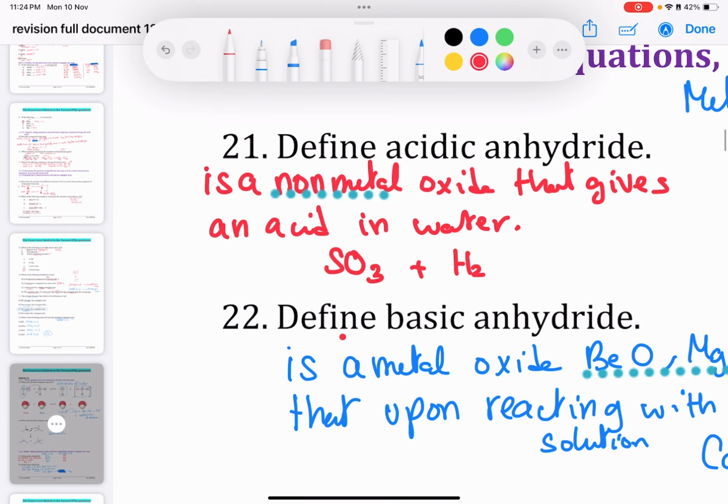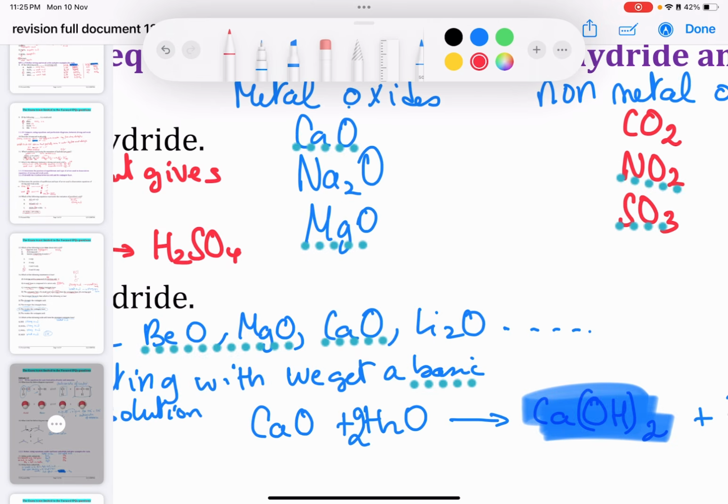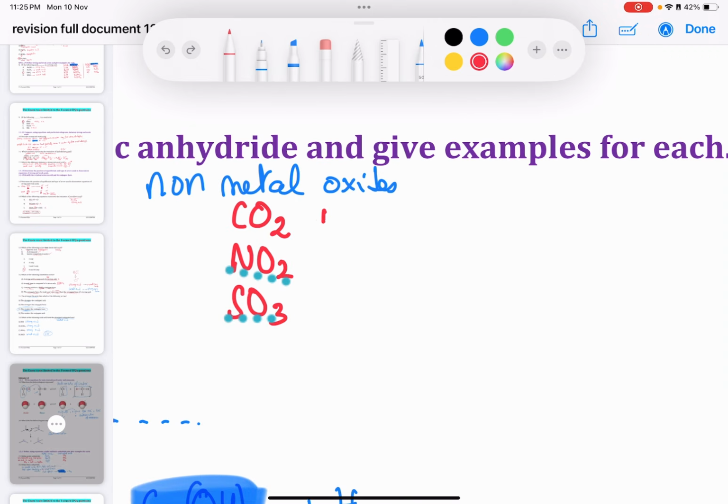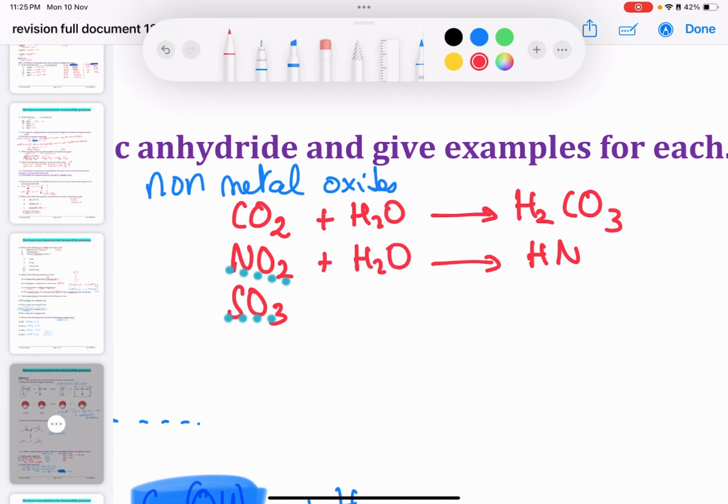SO3 plus H2O, I'm gonna get H2SO4. That's sulfuric acid. I'm gonna give you another example. Here, the SO2, I'm gonna add water to it, so I'll get H2CO3, carbonic acid. I'm gonna add water to it, and I'm gonna get nitric acid. I'm gonna add water to it, and I'm gonna get sulfuric acid. So this is how it works.